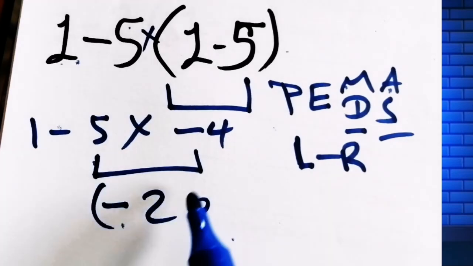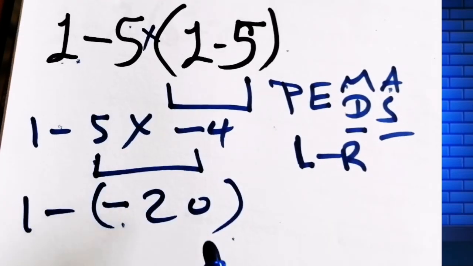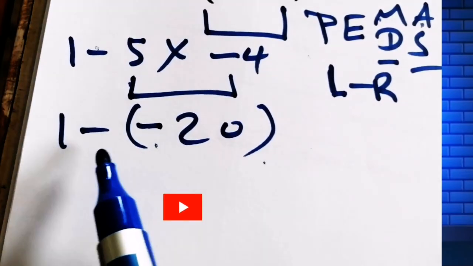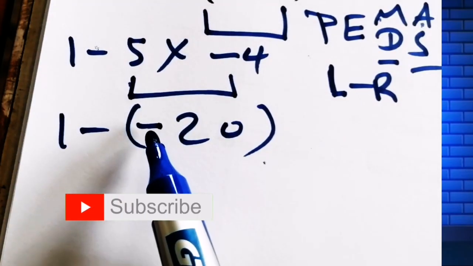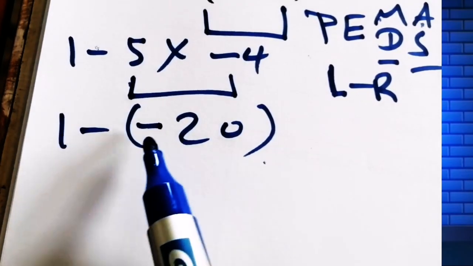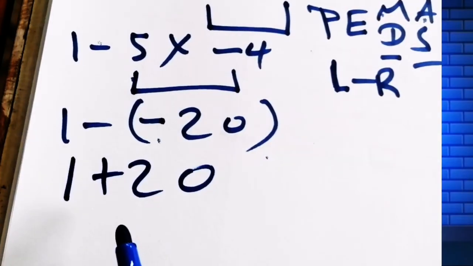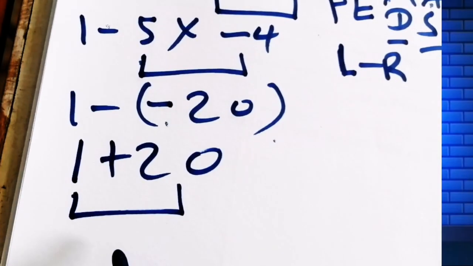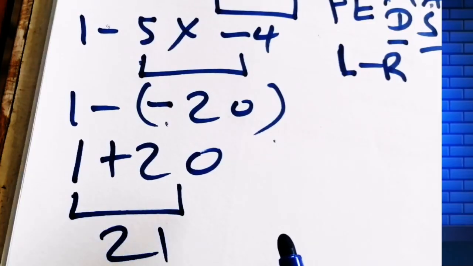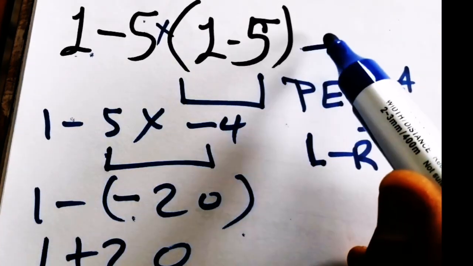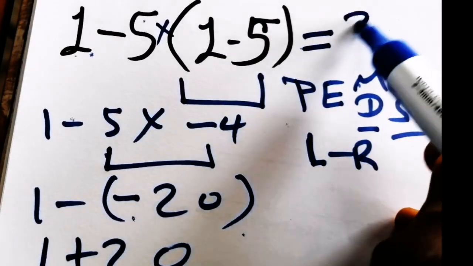Okay, negative 20. Here is 1 minus negative 20. In this expression, 1 minus and minus negative 20. That means negative times negative, which is positive. 1 plus 20, which gives us 21. This is the correct answer of this problem. Therefore, the correct answer is 21.